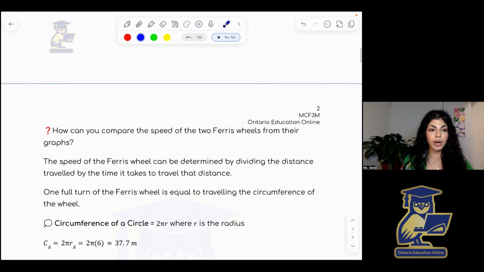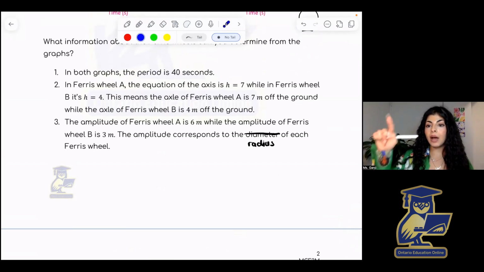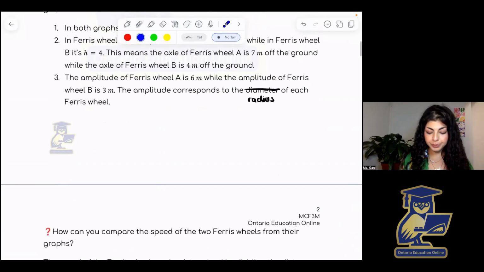And so, for our next part, how can you compare the speed of the two Ferris wheels from the graph? As mentioned in the first part, the period is 40 seconds, and the period corresponds to one complete cycle of the Ferris wheel, which means how long it takes for the Ferris wheel to go one full turn around the whole circle.